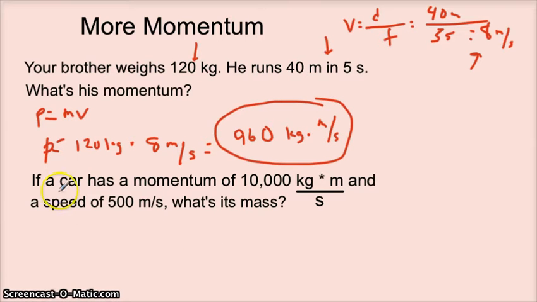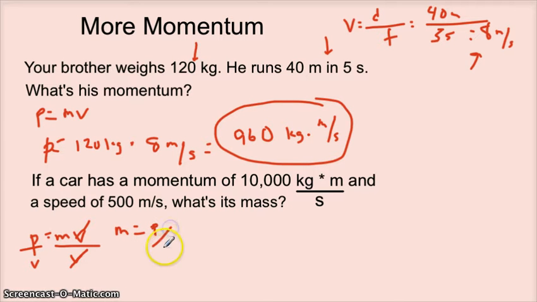Hey, let's look at this one. If a car has a momentum of 10,000 kilograms times meters per second and a speed of 500 meters per second, what is its mass? Oh, we're finding its mass. So let's get the formula for momentum, because I think we have everything else. We need to isolate mass on one side. So to do so, we will divide both sides by V. Remember, you're doing this to isolate mass on this side. That will cancel the V's out, and you have to do the same thing to both sides. So this means mass equals momentum over velocity.